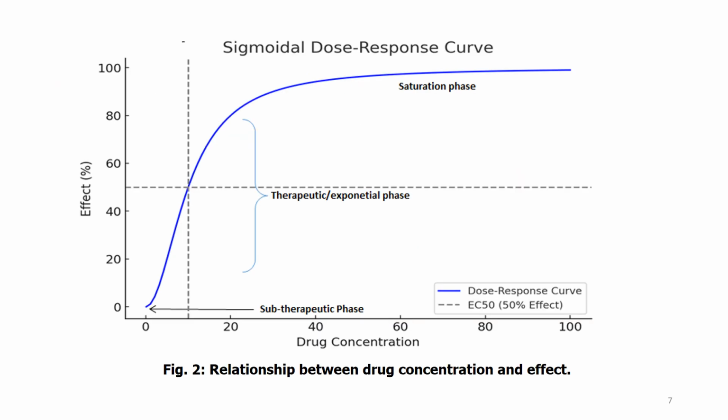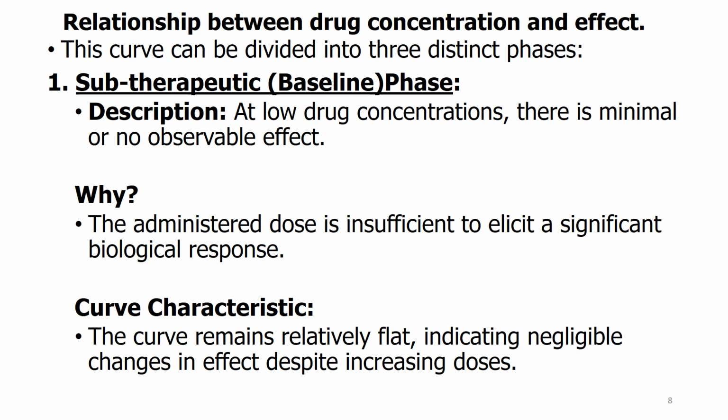Now, this is another figure that depicts the relationship between drug concentration and effect. What you see here in this drug effect relationship is a sigmoidal or dose response curve. As you can see, there are three phases in this curve. We have the subtherapeutic phase, the therapeutic or exponential phase, and the saturation phase. Now let's look at the three distinct phases.